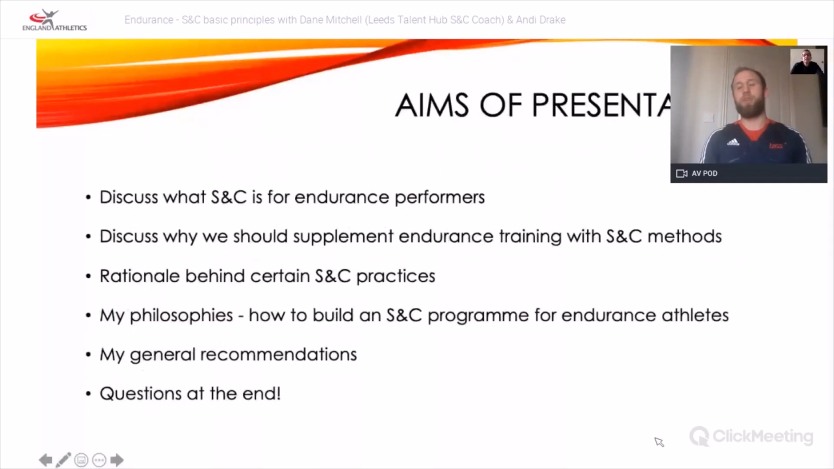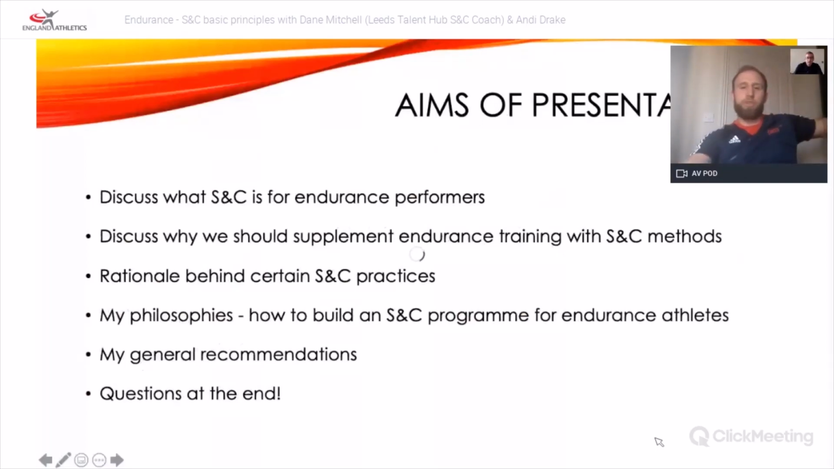So basically, we're going to talk about what is strength and conditioning for endurance performers. It looks slightly different to what it would look like for team sports, in my opinion. In team sports, strength and conditioning is everything fitness related, whereas S&C in endurance sports has a slightly different setup.